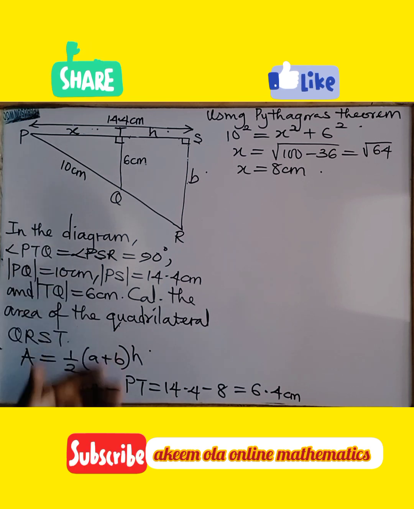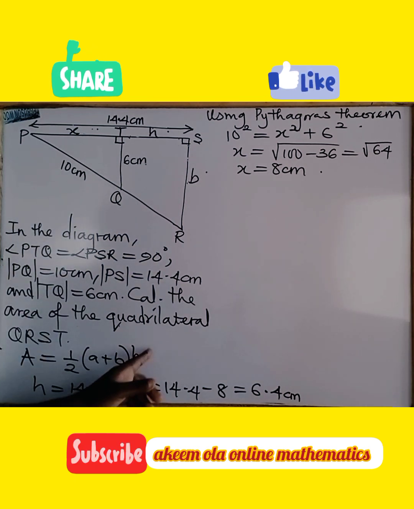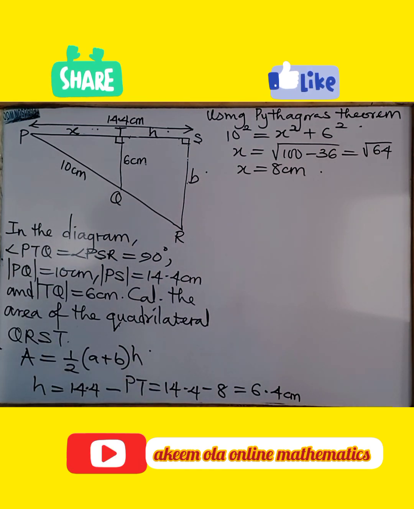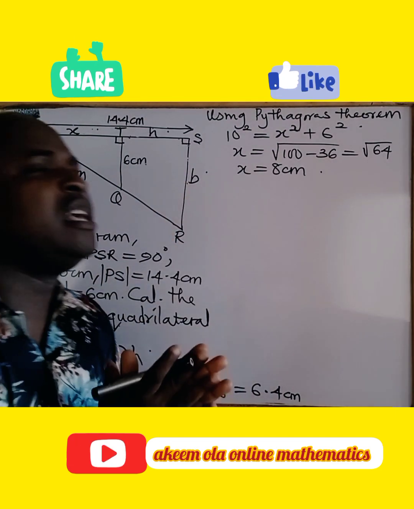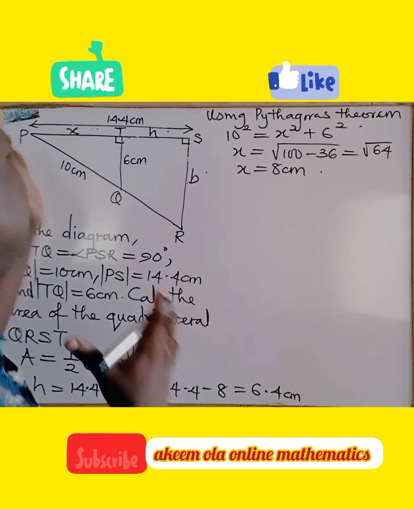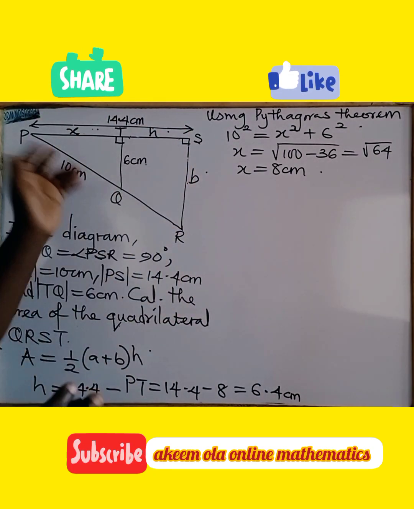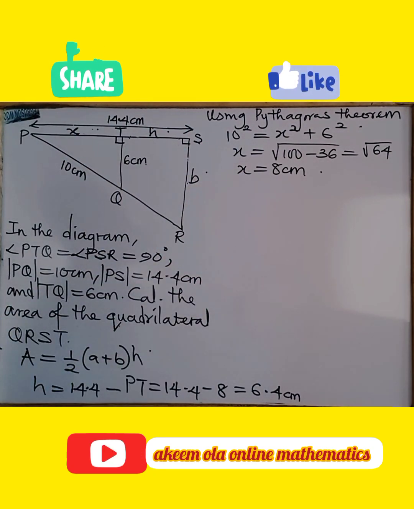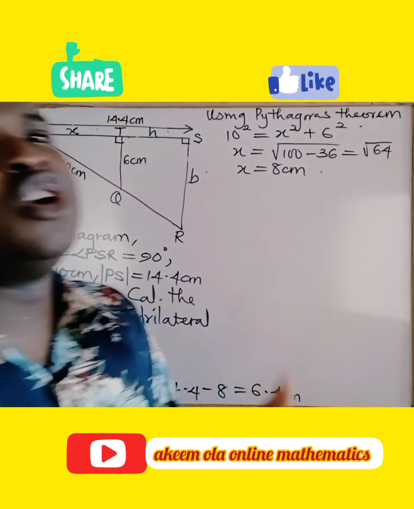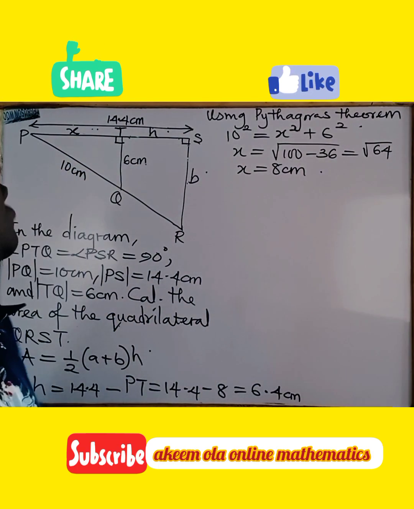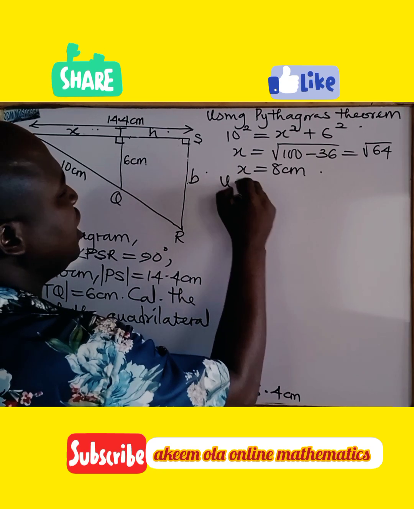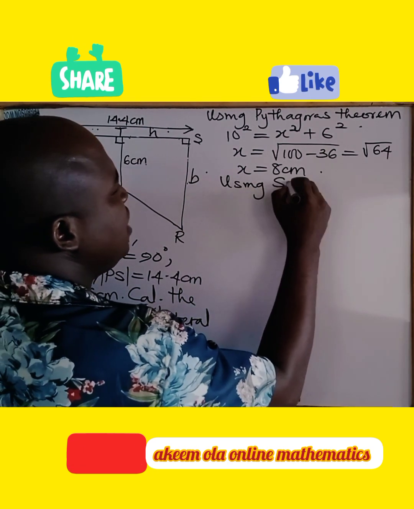Okay, we've gotten the h. We need to get our b. How can we get our b? Then we are going to introduce, because this is a right angle triangle, if we consider the big side of the shape as in PSR, we are going to use similar triangles to get our b. So I will write using similar triangles.